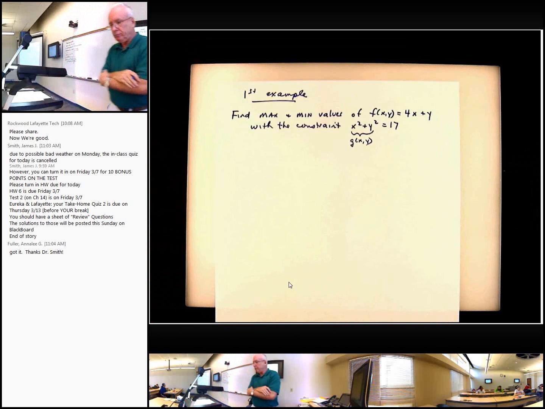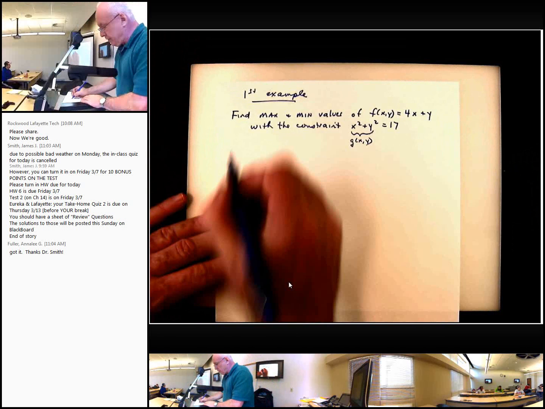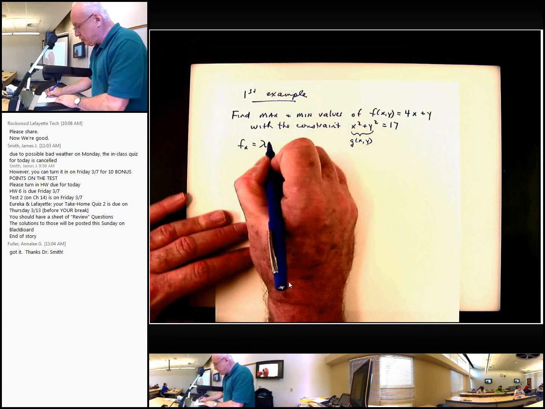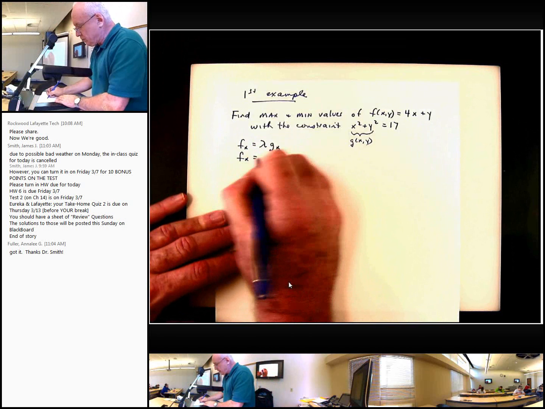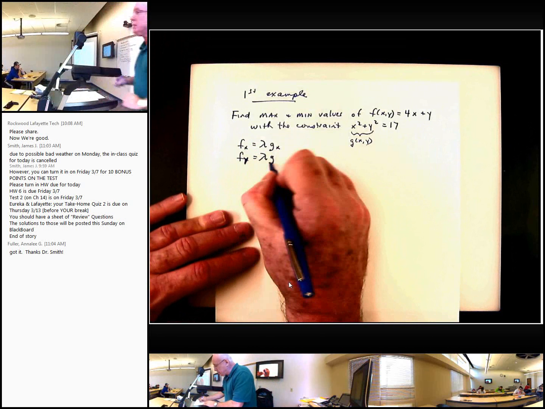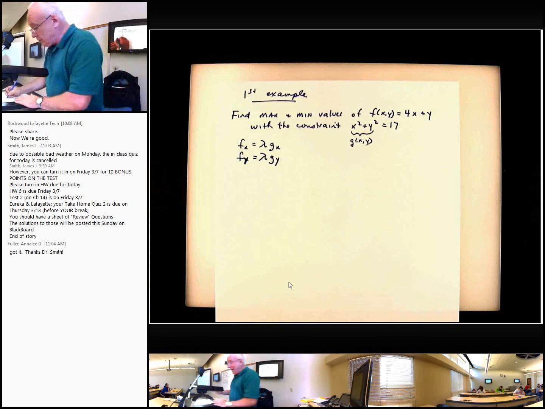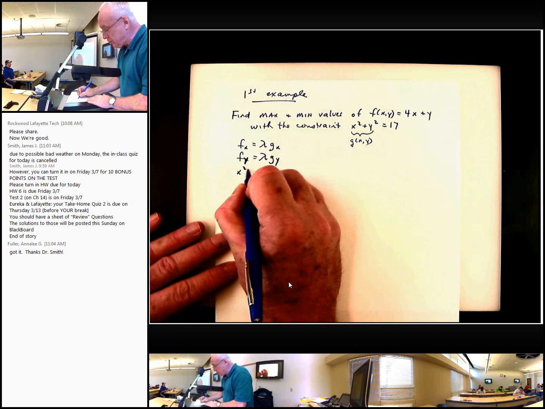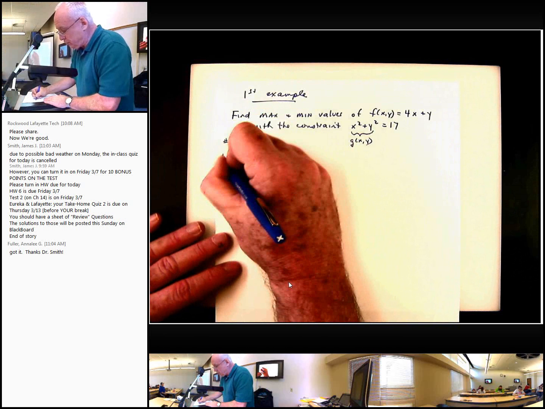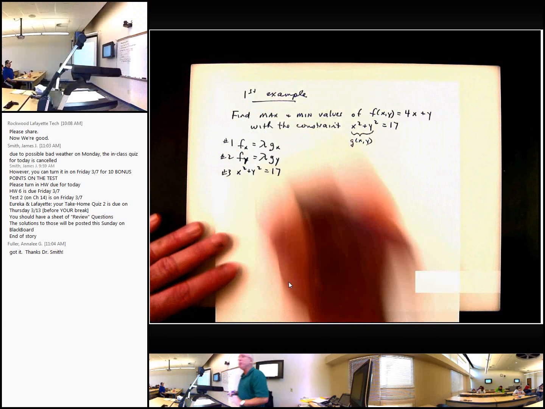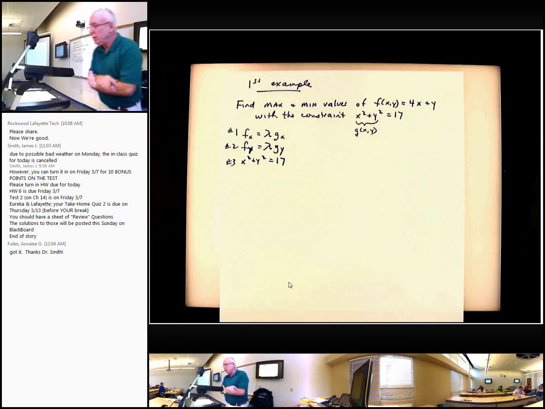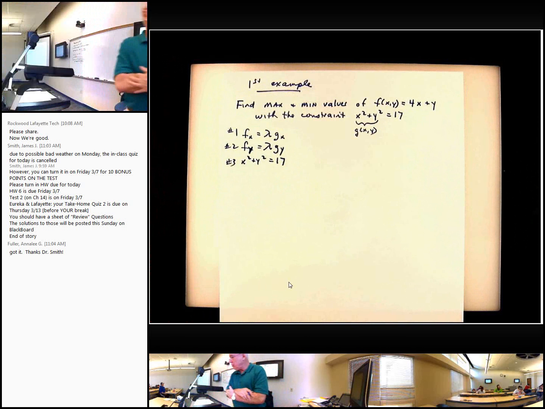All right, so what we're going to have here is f_x has to equal some lambda times g_x, f_y has to equal some lambda times g_y, and also our constraint equation has to be satisfied. So here's equation 1, number 2, and number 3. So let's figure out what these are for the first two. These aren't too bad, I don't think.